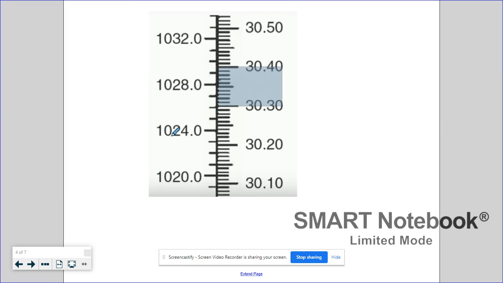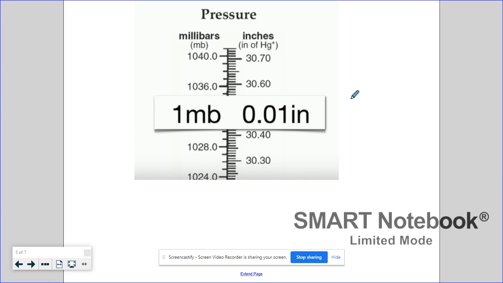And then we're going to look on the inches of mercury side, and this is where you have to be very, very careful because you'll notice it goes up by a very small increment. If you look, it's 30.30 to 30.40, and if you count in here, you have 10 spaces, which tells me it's not going up by 1, it's not going up by 0.1, it's going up by 0.01. So you have to be very careful when you are counting your lines here to make sure you're going up by the right increment.